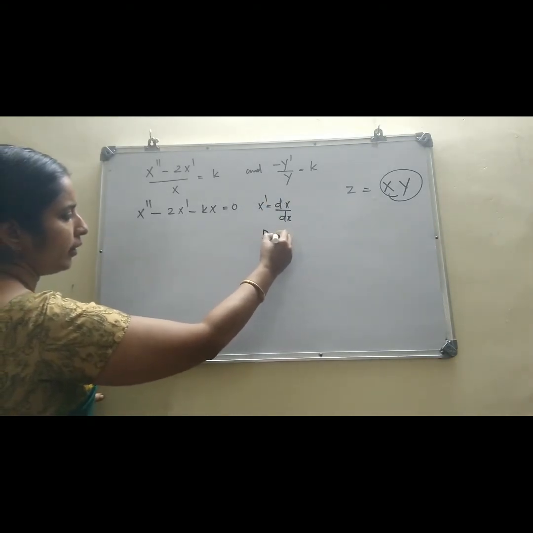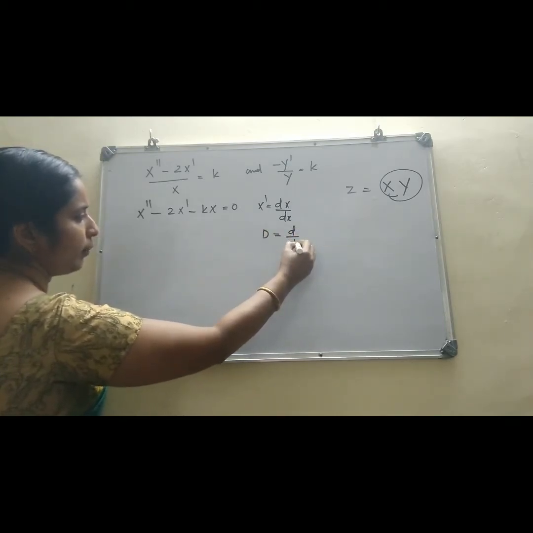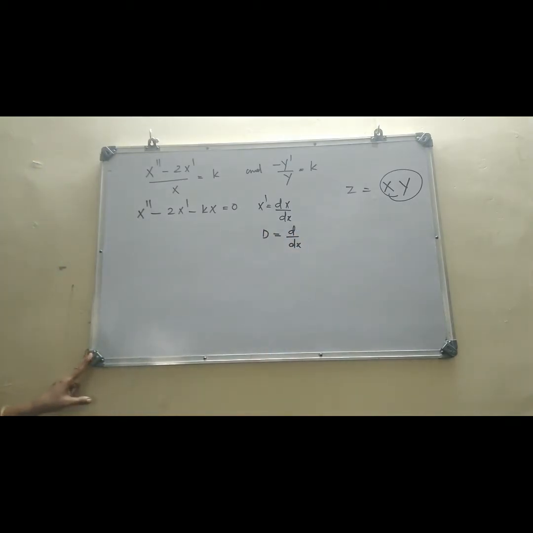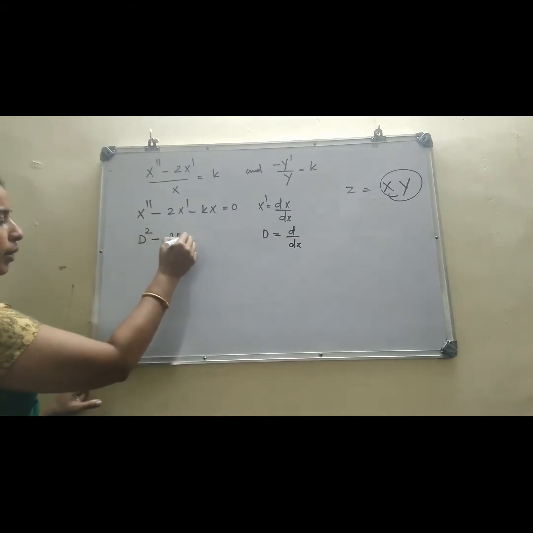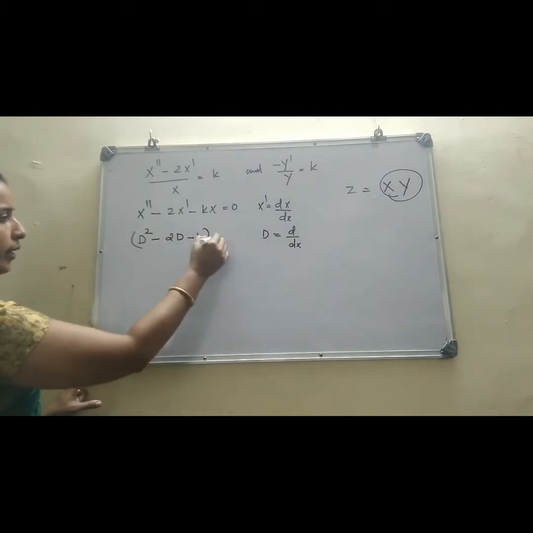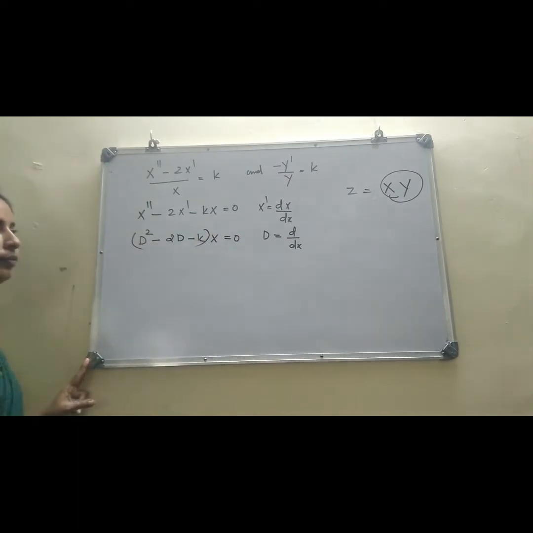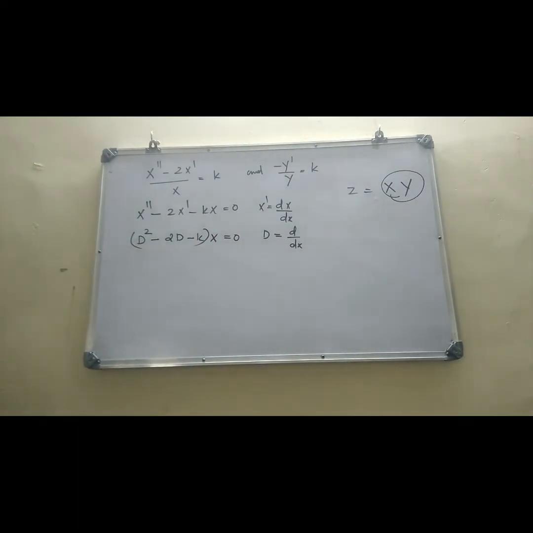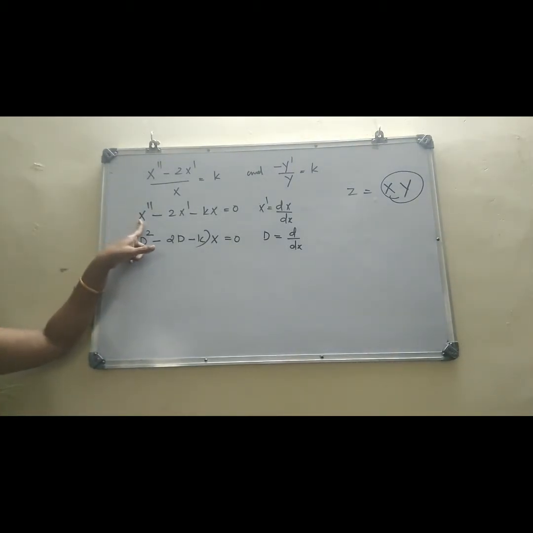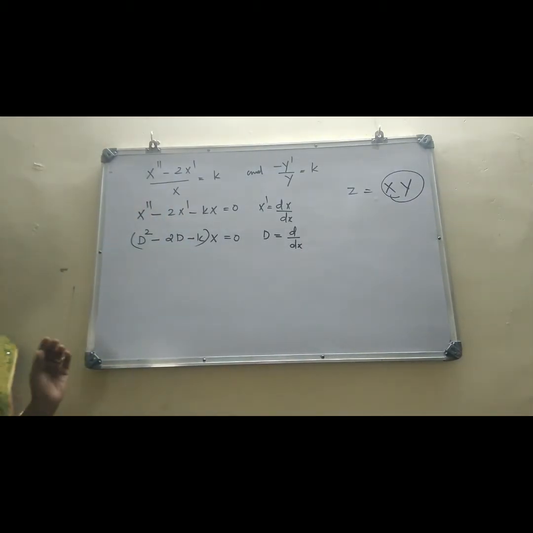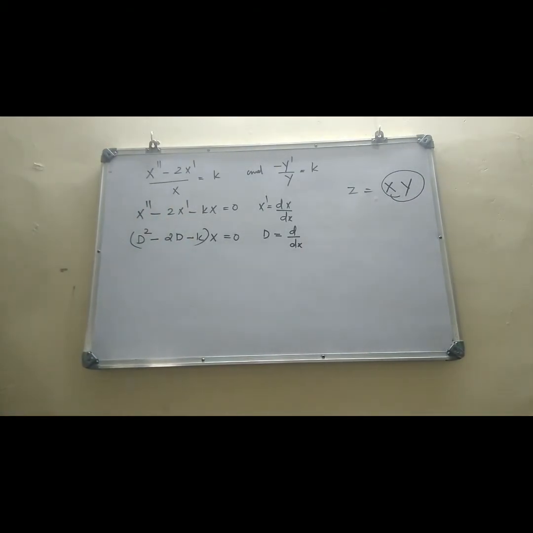Let capital D be the operator d by dx. So you can rewrite this equation as (D squared minus 2D minus k) X equal to 0. See, it is a differential equation with constant coefficients. That is, the coefficients are constants.